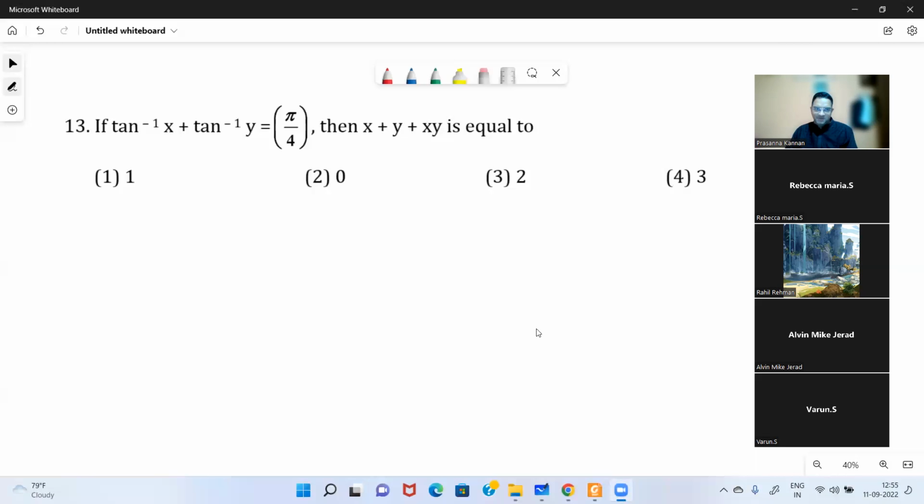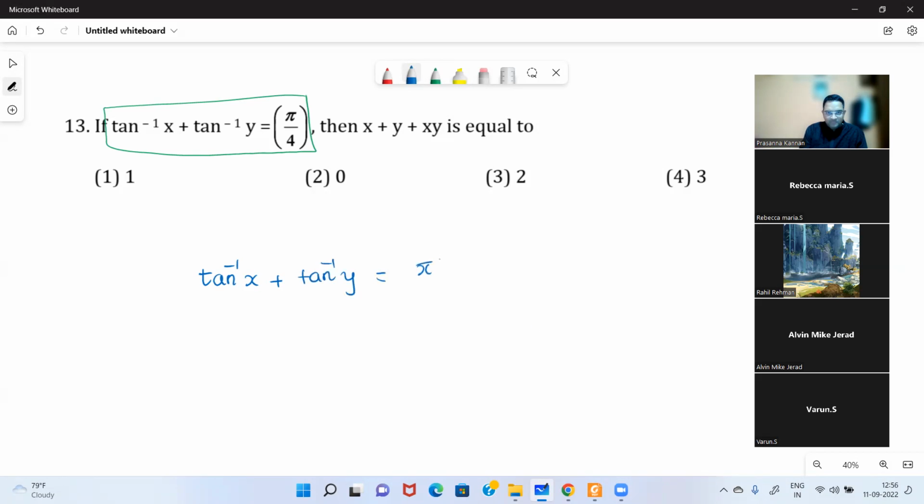Now let's look at this question here. If tan inverse x plus tan inverse y is equal to pi by 4, then what is the value of x plus y plus xy going to be? So we are given that tan inverse x plus tan inverse y is equal to pi by 4, right?